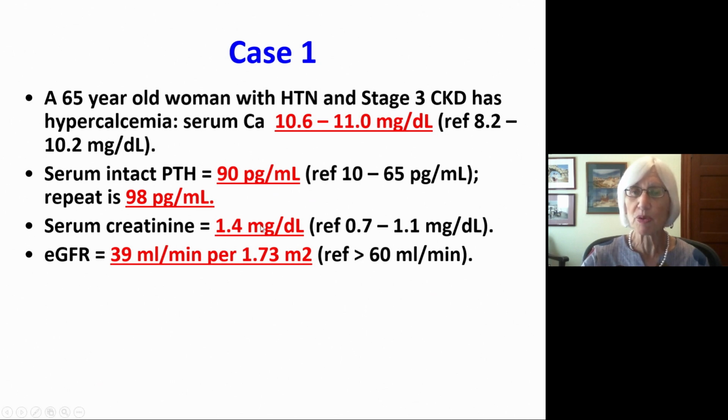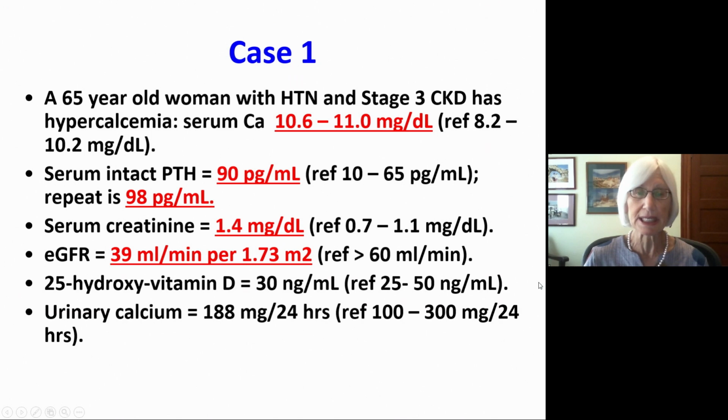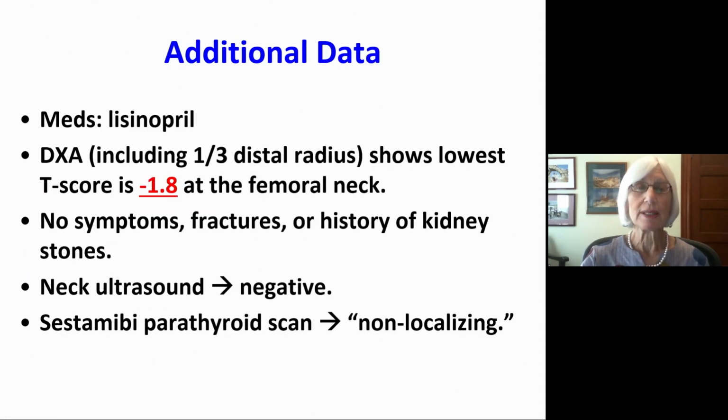Her creatinine is 1.4 milligrams per deciliter, and her estimated GFR is 39 mils per minute, where normal is up to 60. Her 25-hydroxy-D is normal at 30, and her urinary calcium excretion is in the normal range at 188 milligrams in a good collection of urine. She's on lisinopril for her hypertension. You get a DEXA, including the 1/3 distal radius, which shows her lowest T-score is -1.8 at the femoral neck. She denies any symptoms of hypercalcemia. She's never had a fracture. She's never had a kidney stone.